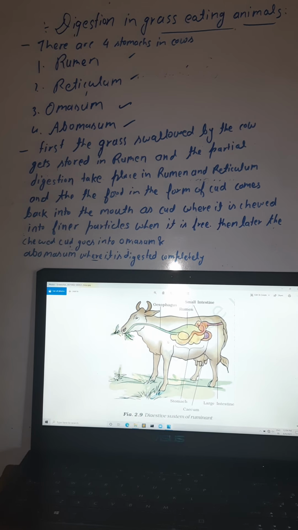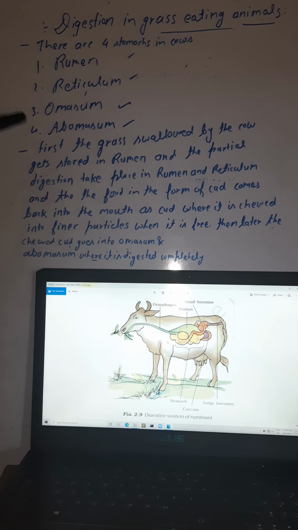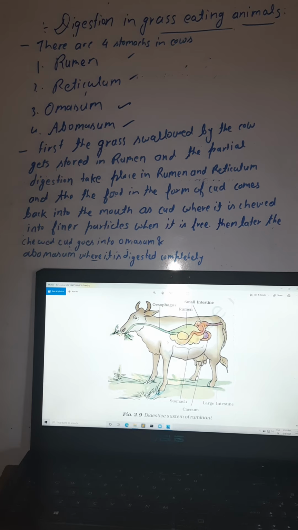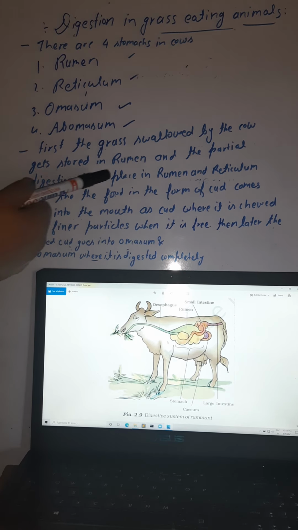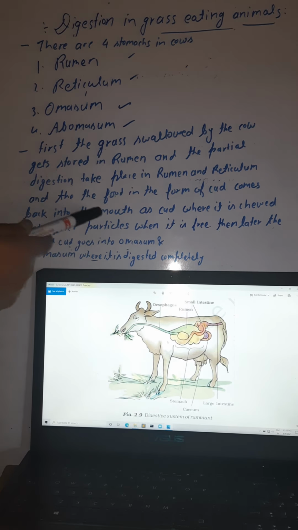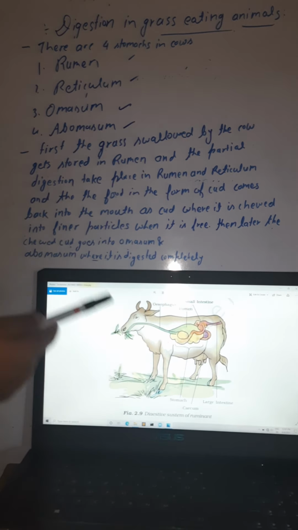So what happens in the case of a cow? You would find there are 4 stomachs in cows: rumen, reticulum, omasum and abomasum. First, the grass swallowed by the cow gets stored in the rumen, and partial digestion takes place in the rumen and the reticulum. The food in the form of cud comes back into the mouth, where it is chewed into finer particles.